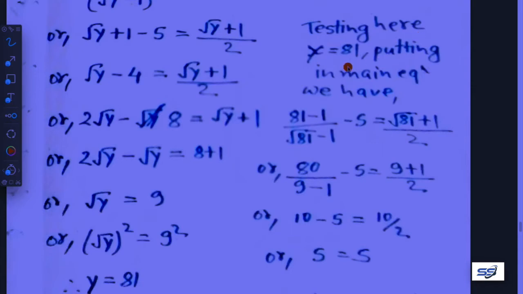Testing here, to test, we take y equal to 81 and put it in the main equation. Now, if the value of y is 81, in every place putting the value of 81 in place of y, we see 81 minus 1 whole upon root 81 minus 1, minus 5, equals root 81 plus 1 whole upon 2. Here comes 81 minus 1, 80, 80 upon 9 minus 1, minus 5, equals 9 plus 1 upon 2. Or here comes 80 upon 8, which is 10, 10 minus 5, equals, here comes 9 plus 1, 10, 10 upon 2. 10 upon 2, or we can say that 10 minus 5 is 5, 5 equals 5. Here both sides come the same, so we can say that our y equal to 81 is our right answer.